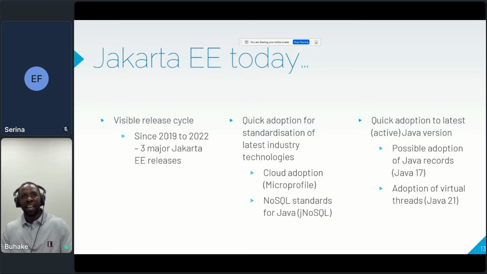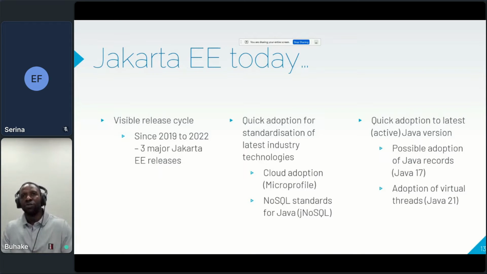Those are the big push now in the market, and the Java EE and Jakarta EE community are very active as well. And it's very open source, so if you want to contribute, it is easy to join the community and give contributions. They're also quick to adopt the latest Java technology like Java Records, and virtual threads coming in Java 21.